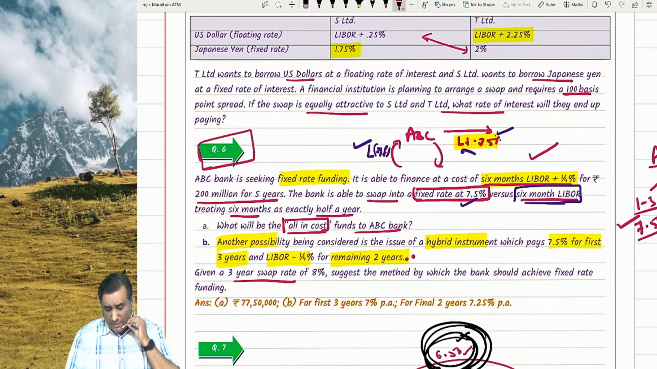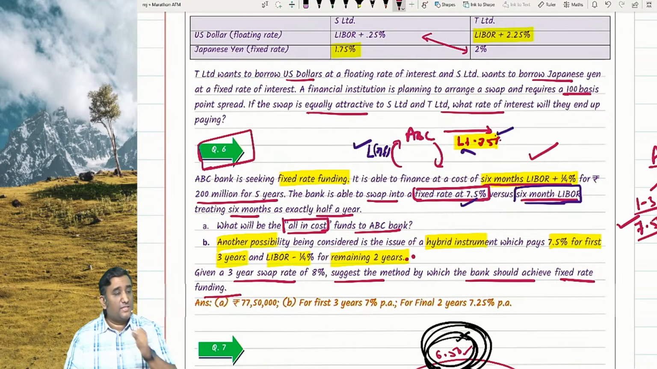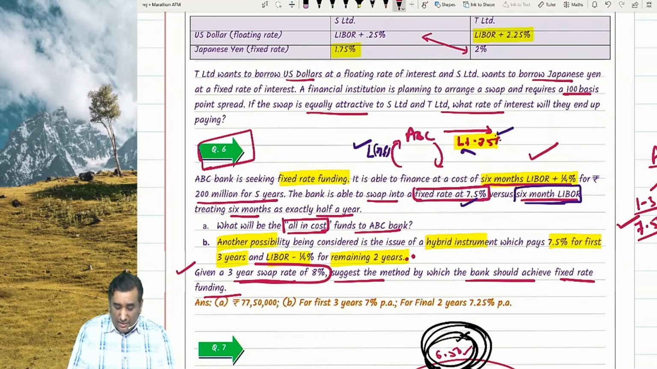Given a 3 year swap rate of 8%, suggest the method by which the bank should achieve the fixed rate funding. Now, if anyone reads this question for the first time, they will not even understand what exactly is happening. What is the meaning of this? 3 year swap rate means what? That means it is given that there is another swap of 8% versus LIBOR. He has not mentioned it clearly, but indirectly the hint has been given that another swap is available, 8% with LIBOR.